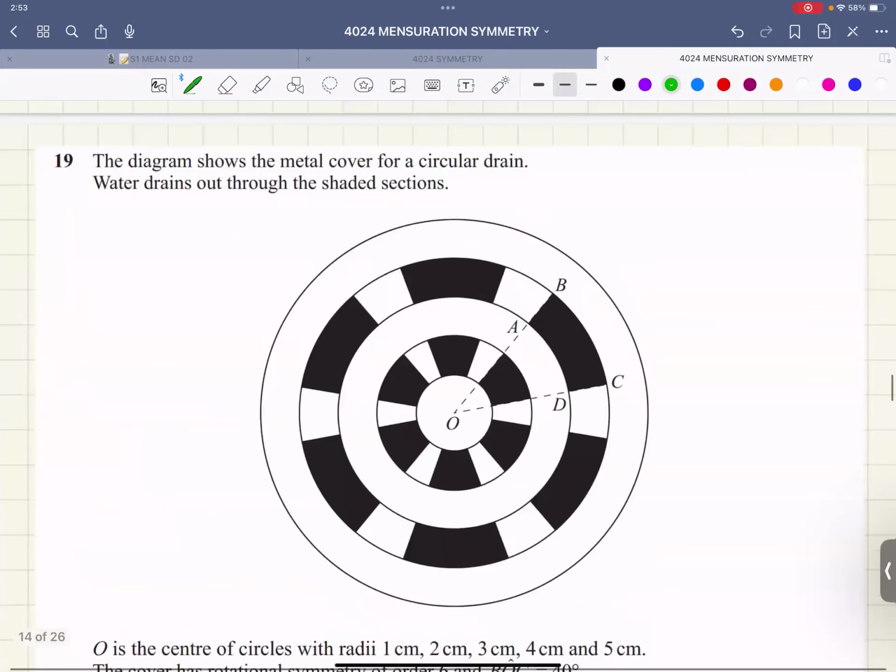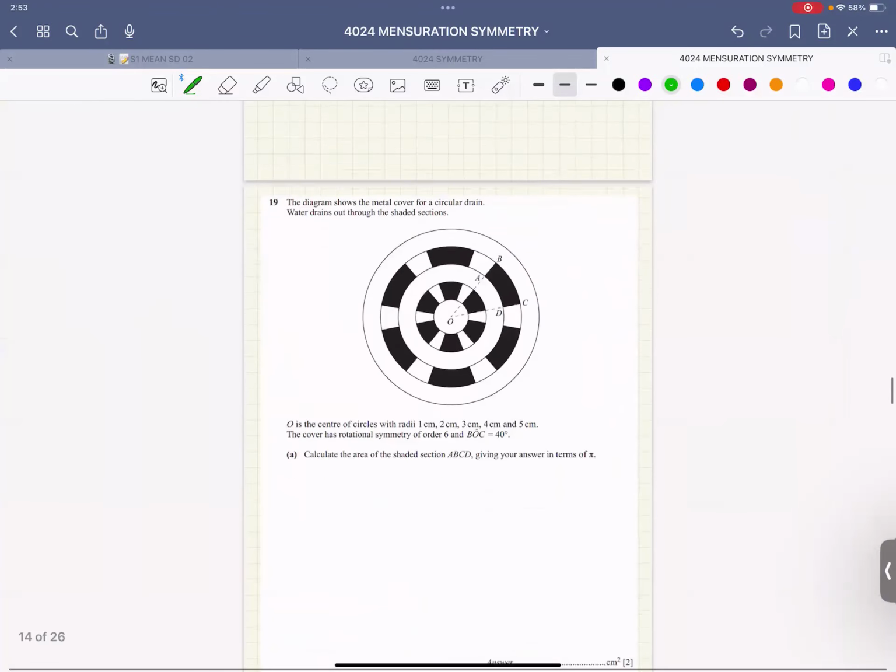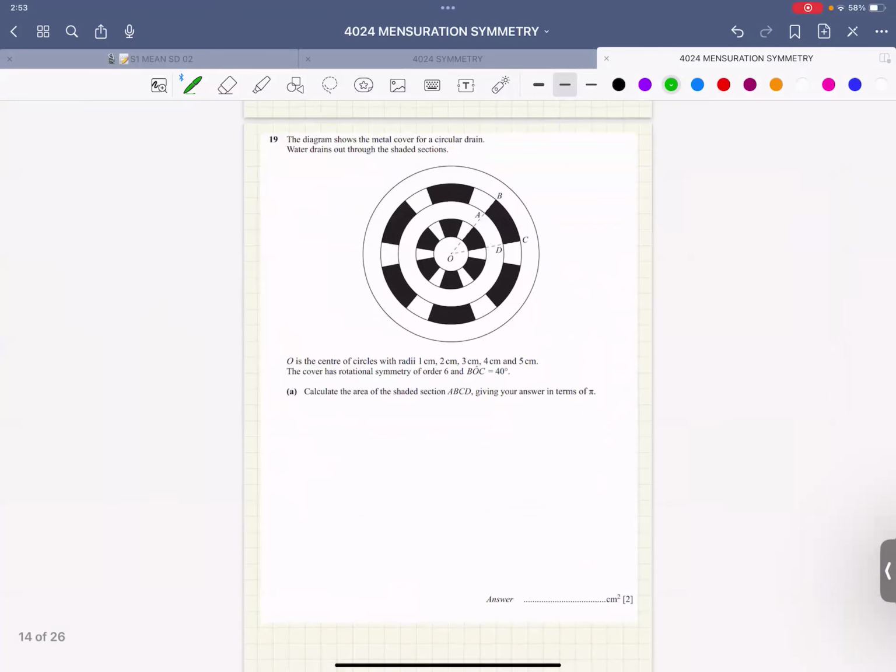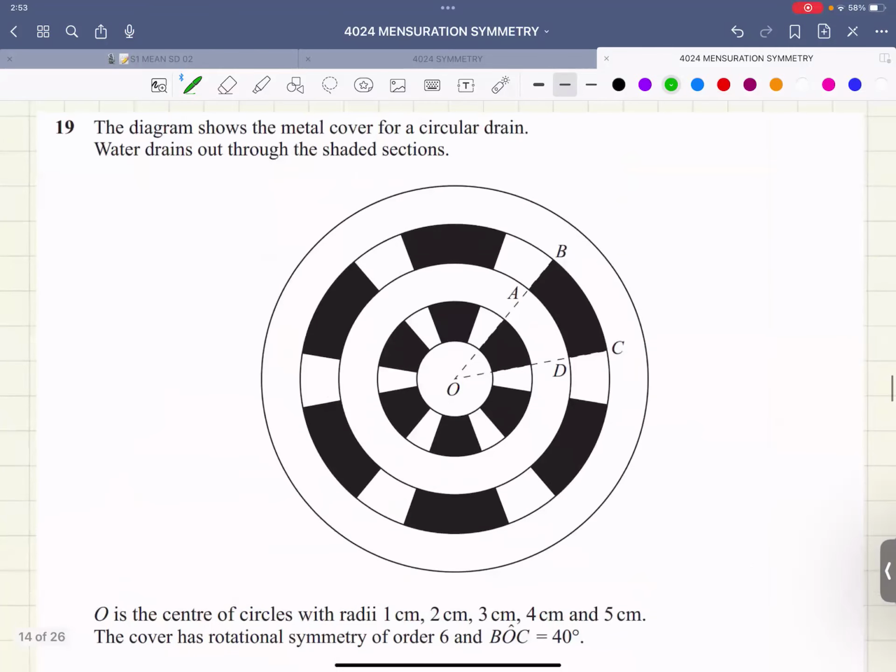This is all good. Now, this is another classic question. It says that the diagram shows the metal cover for a circular drain. Water drains out through the shaded region. So this 1, 2, 3, 4, 5, and 6. There are 6 pieces like this. Then there is this 1, 2, 3, 4, 5, and 6. There are 6 pieces like this. So water drains out through these.